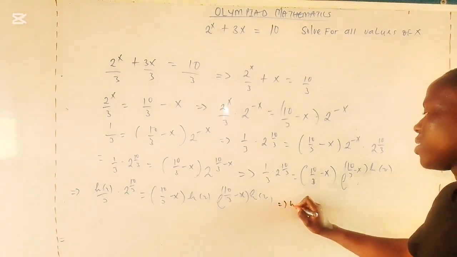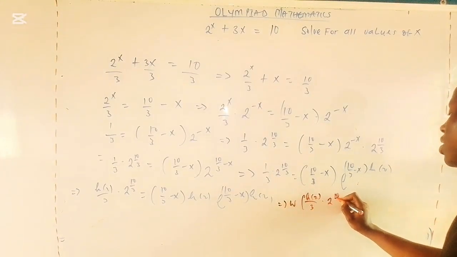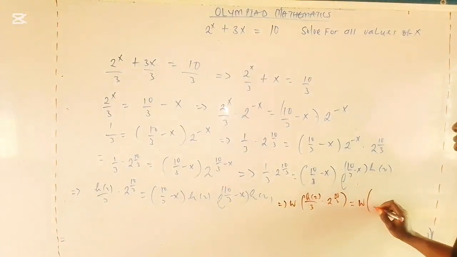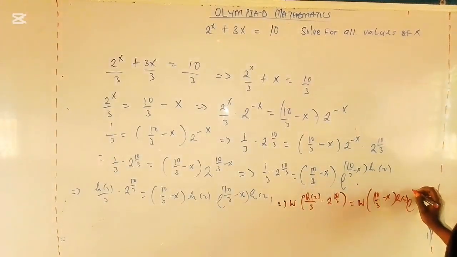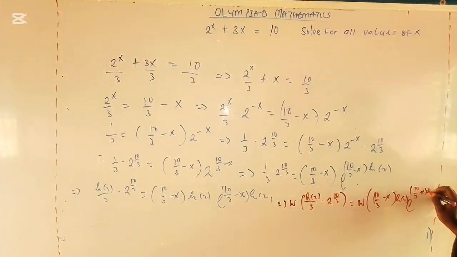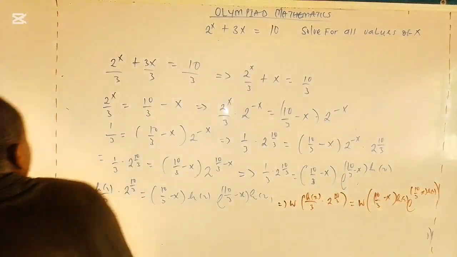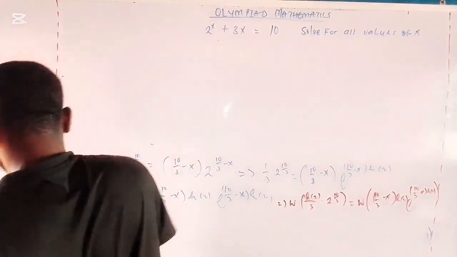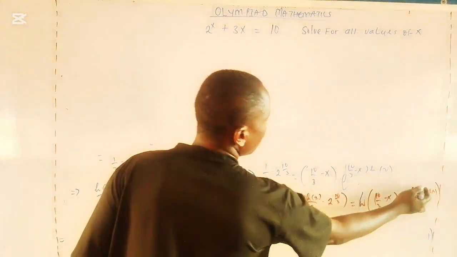So we're going to have Lambert W function of natural log of 2 over 3 multiplied by 2 raised to the power of 10 over 3, which is equal to Lambert W function of 10 over 3 minus x, then multiplied by natural log of 2, then multiplied by exponential 10 over 3 minus x multiplied by natural log of 2. Are we together now? So let's clean this part. Good. So therefore, this and this, they cancel out.